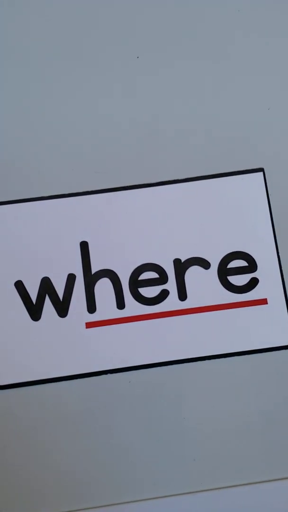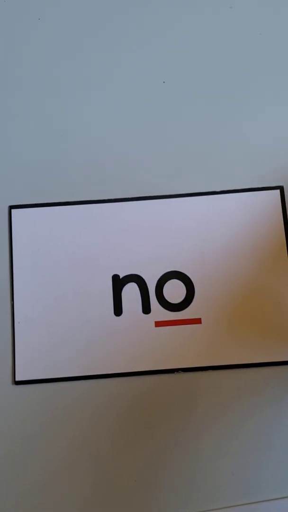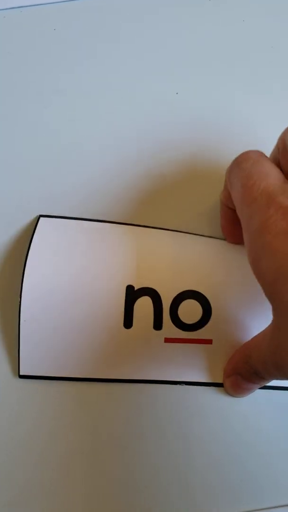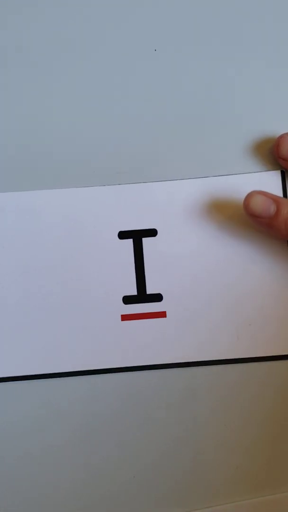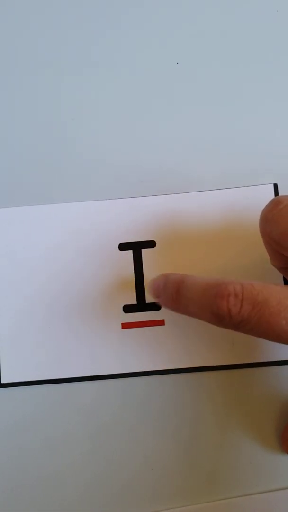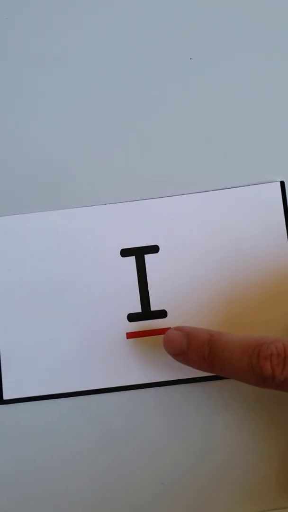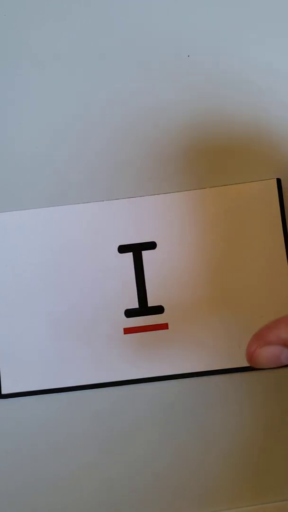Okay, now here's our new ones. Where. No. And our last one, I. And notice that this is an uppercase I. Whenever this letter is by itself, it's going to be an uppercase. Okay? So I. All right, that's all the tricky words we have so far.